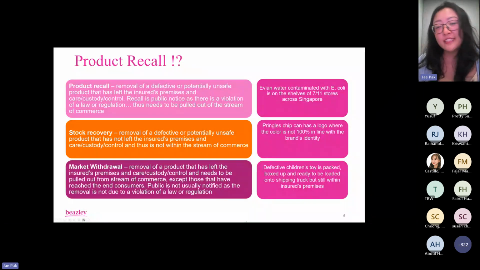Evian water is contaminated with E. coli, and it's on the shelves of 7-Eleven. Are you guys thinking this is a product recall, a stock recovery, or a market withdrawal? You can think about the answer yourself.